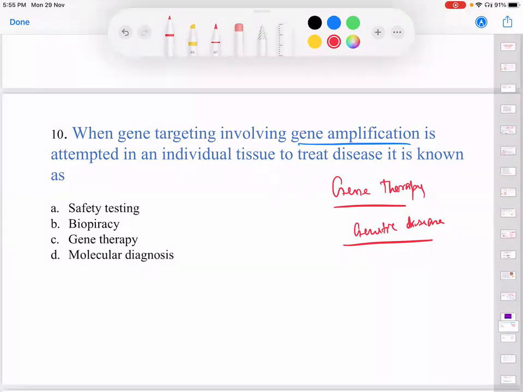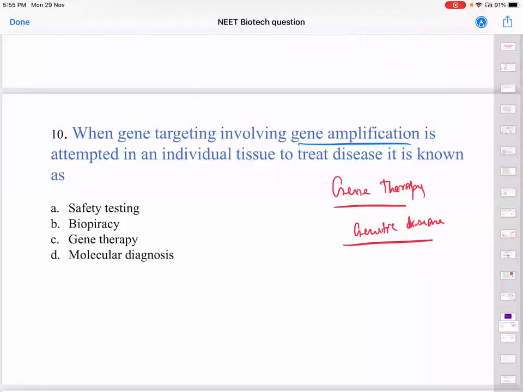So any disease where the gene is not functional due to any reason, we try to replace the error gene with a functional gene, or the non-functional gene with a functional gene. So this is what is called gene amplification. Here gene amplification doesn't mean the one which we usually do using PCR. Here we try to increase the number of genes, replacing the error gene. Which is what is called gene amplification, or you can also call it gene augmentation.